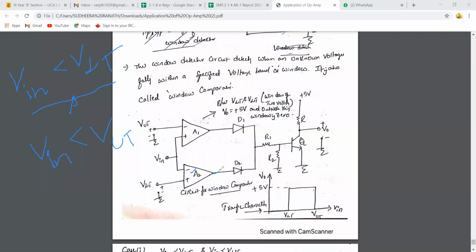Hello, are you there? Yes, sir. Right, tell me. Then tell me, what is the output of A2 when V in is less than VLT? VLT is the non-inverting input, V in is the inverting input, and the comparator is an inverting comparator because we are giving the input signal to the inverting input terminal. What is the output of A2 when V in is less than VLT?